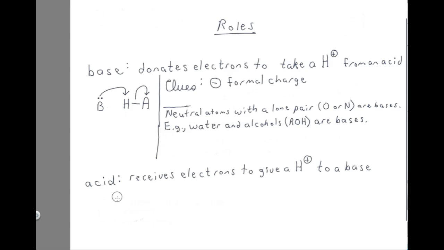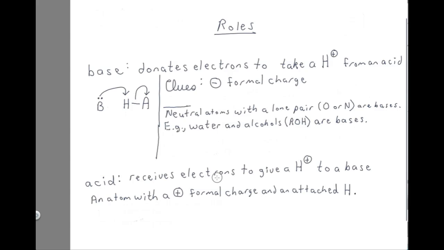Now, what's the clue for when an atom can act as an acid? Well, focus first on the formal charge. Remember, an acid is something that wants to receive electrons. So what would make you want to receive electrons? I hope you said a positive formal charge. An atom with a positive formal charge is likely to be a good acid because the positive formal charge makes the atom want to receive electrons.